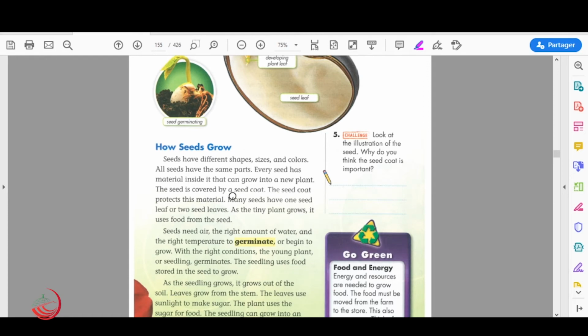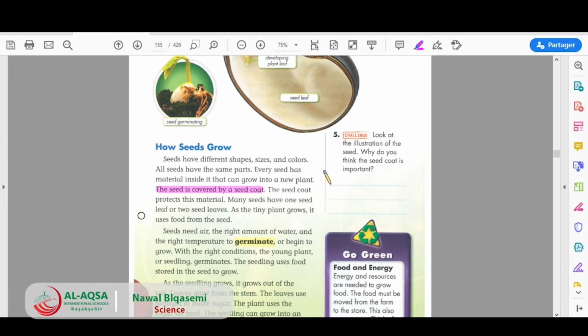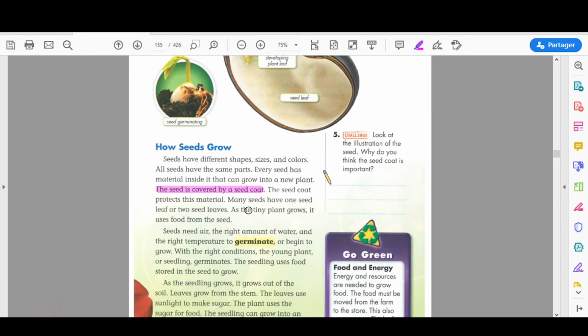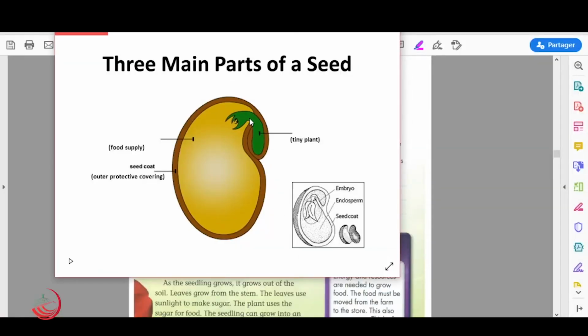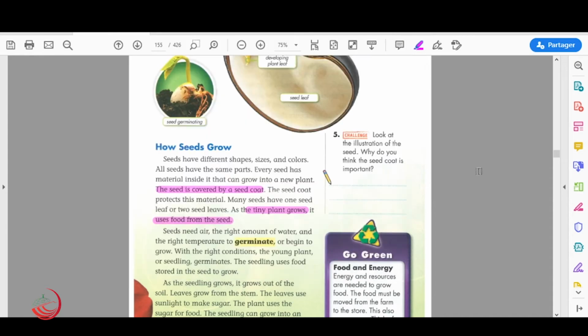The seed is covered by a coat. The seed coat protects this material. Many seeds have one leaf or two seed leaves. As the tiny plant grows, it uses the food from the seed. So it uses the food supply. Let's go back to the picture. So when this tiny plant is growing, it uses the food supply here to grow, like as material, as food to help it grow.